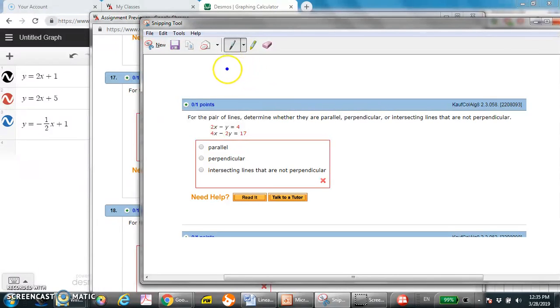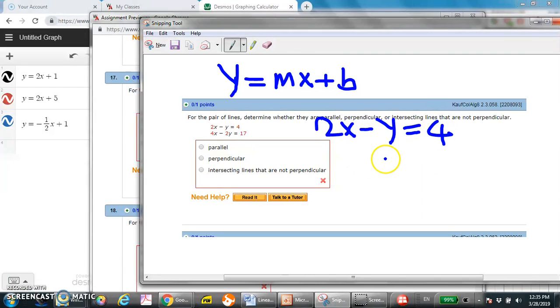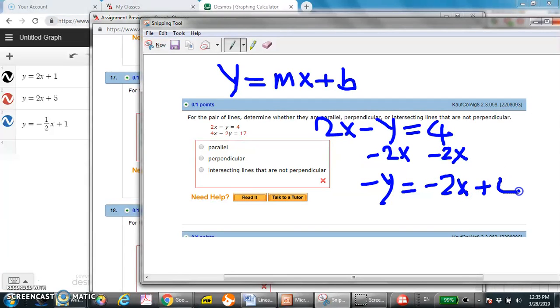So let's start to do this, and let's recall the slope-intercept form is y equals mx plus b, right? So this requires that we isolate the y. Let's start with the first equation: 2x minus y equals 4. We can isolate the y by subtracting 2x. So we have negative y equals negative 2x plus 4. And then we divide by negative 1. So the equation becomes y equals 2x minus 4. When we convert the first equation into slope-intercept form, the slope is 2.